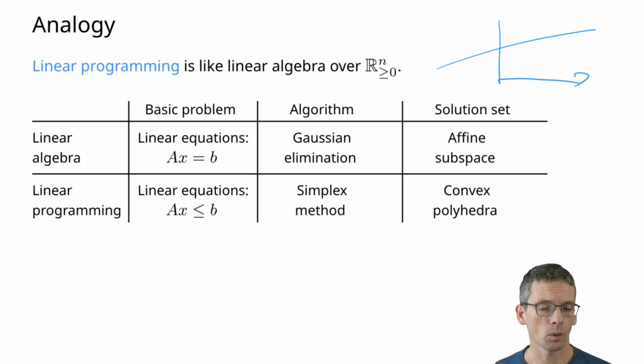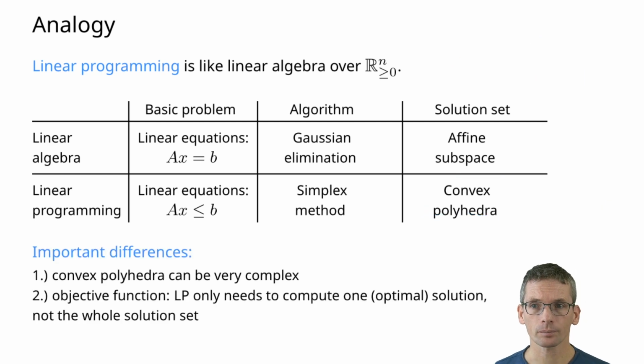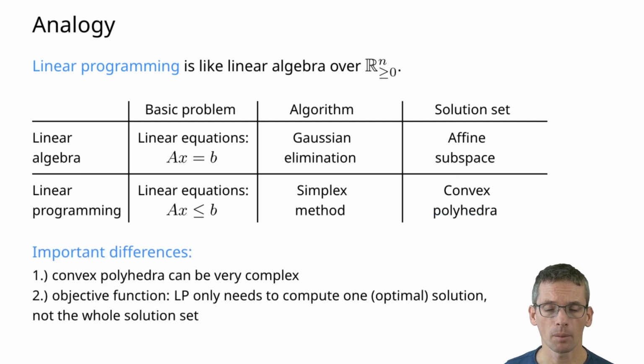In linear programming, this is quite different. Here, our solution space, so the set of feasible solutions, is a convex polyhedron, and we will be looking at convex polyhedra in a moment a bit more, but for now, just think of a convex shape as we already saw in the example that we had. And this is more complex than an affine subspace, which makes linear programming as such more difficult. So the solution space can be more complex.